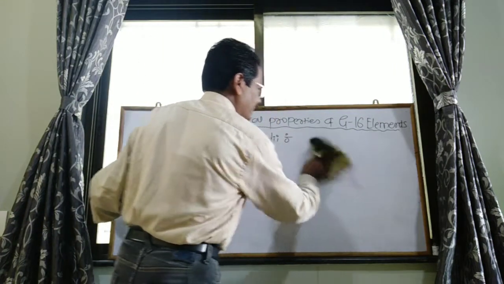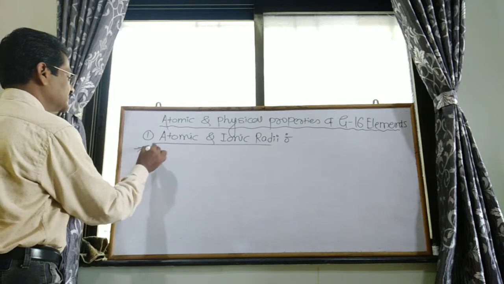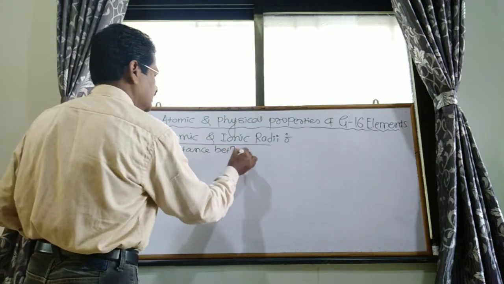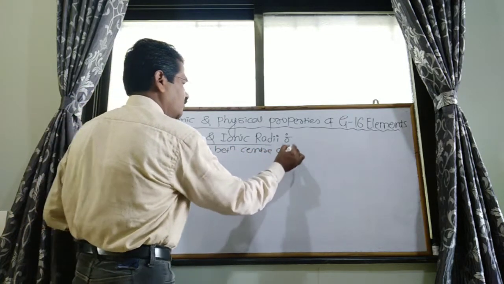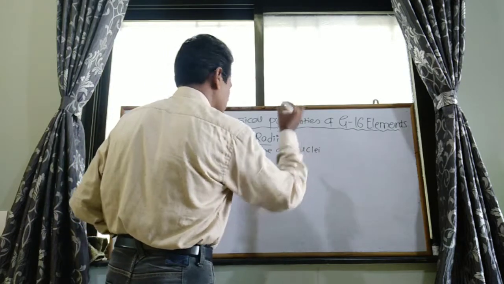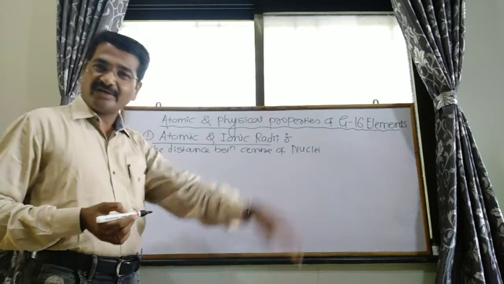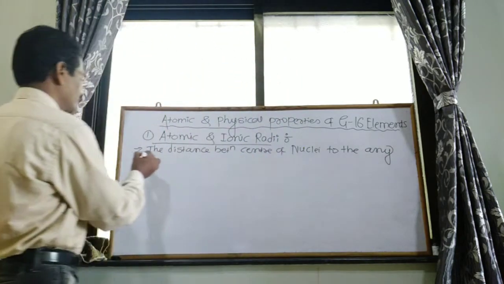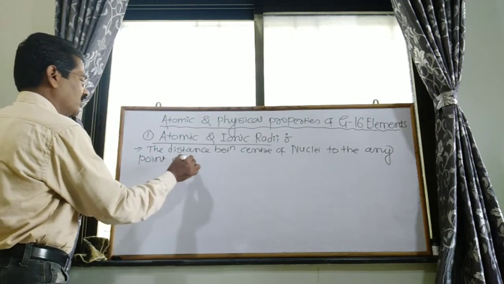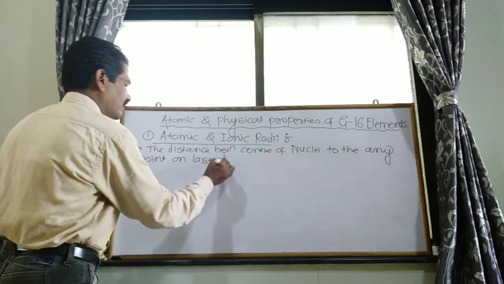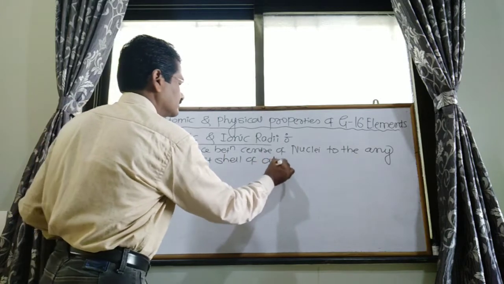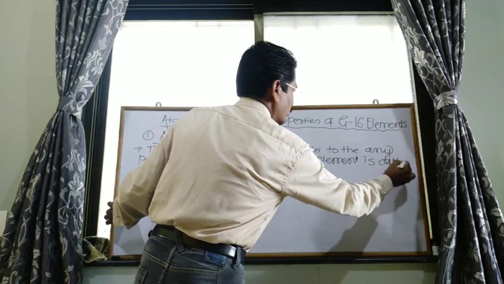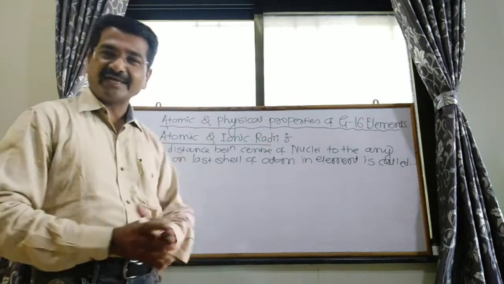So this is the definition of atomic radius. The distance between the center of the nucleus to any point on the last shell of an atom of an element is called the atomic radius. So this is the definition of atomic radius.